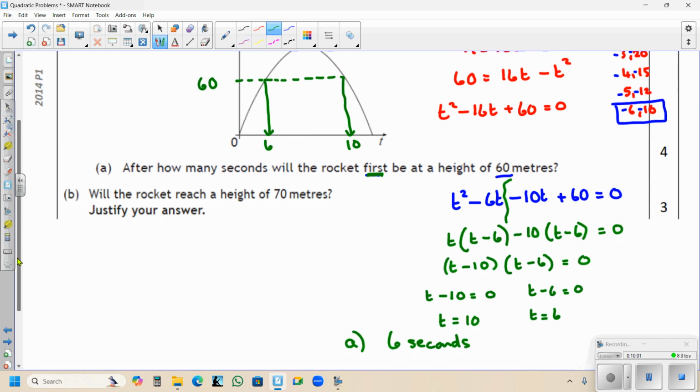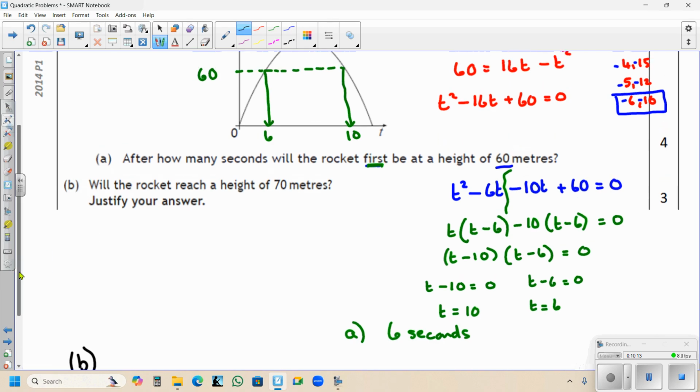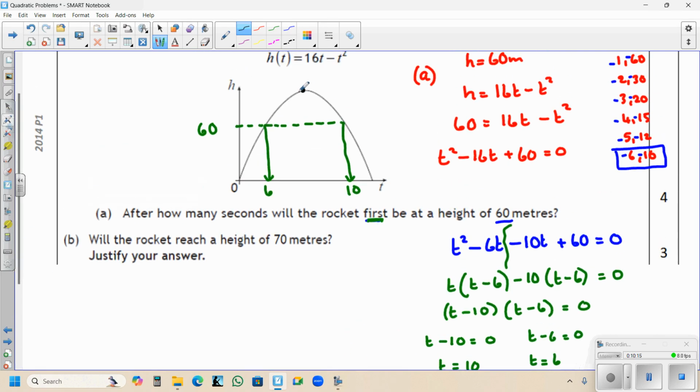Now, we've got another bit to do. For 3 marks, so there are quite big marks in this question, so they're a wee bit more complicated. This one here, it says, will the rocket reach a height of 70 metres? Justify your answer. Right, so there's the maximum height there. So that maximum height is at your turning point. That's your turning point there. So how do I find the turning point? I can either complete the square, or else I can say, well, it's halfway between the roots.